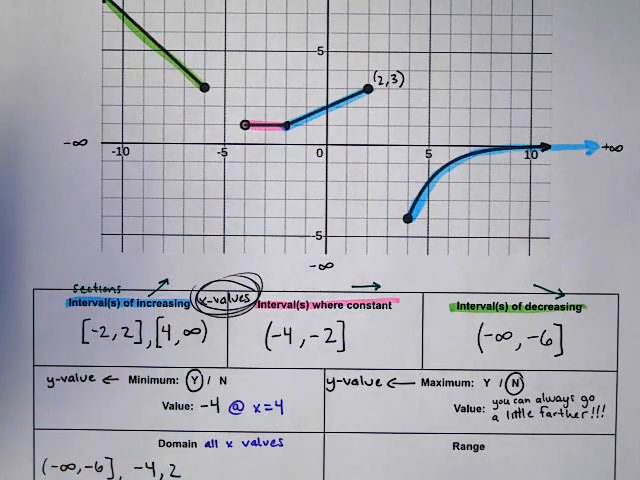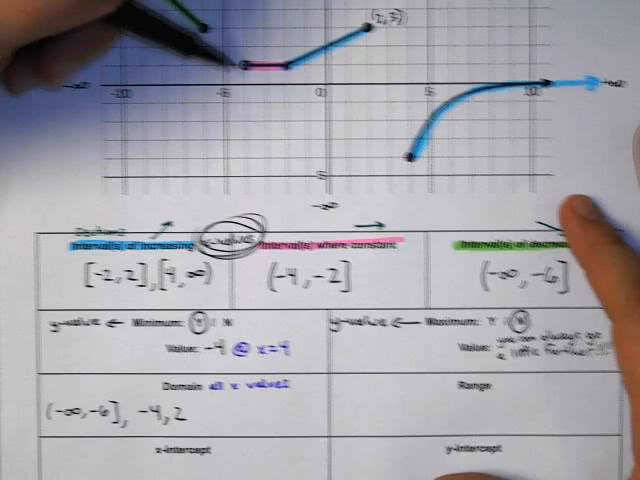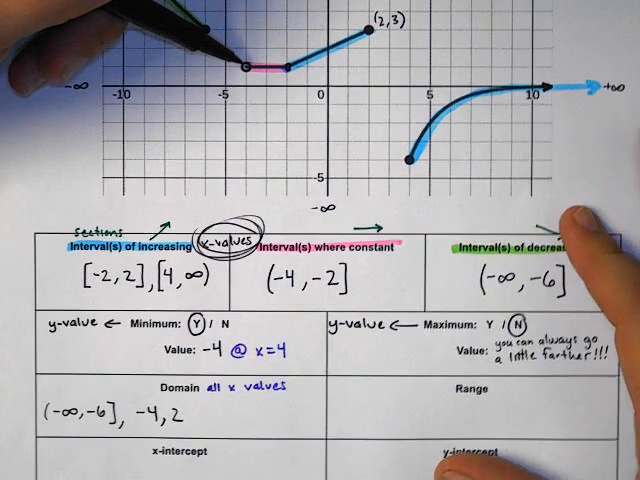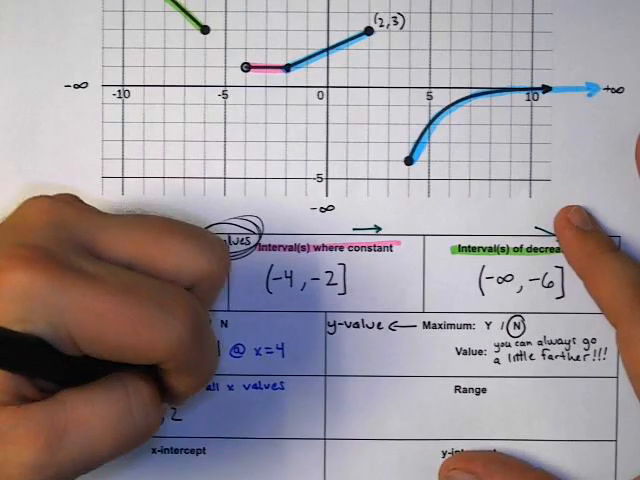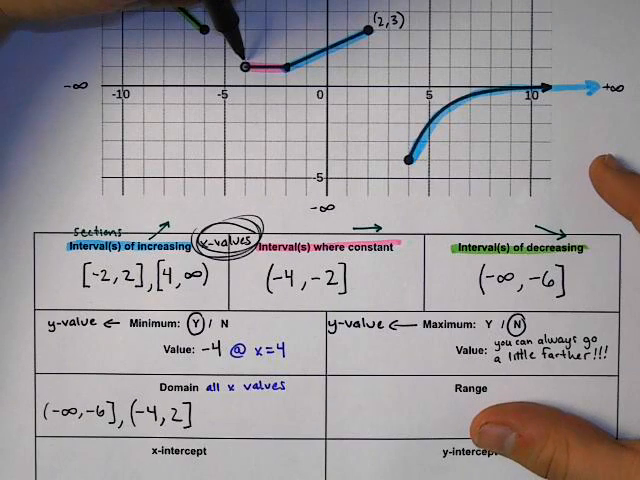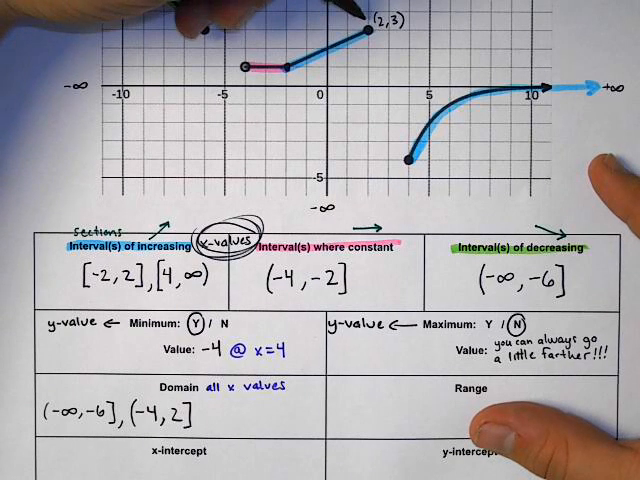Please be careful. We have to use our correct brackets. Because this is open, is there technically a point there? I hope you said no. Parenthesis at the -4, closed bracket at the 2. No point here, point here. So no x value, yes x value.